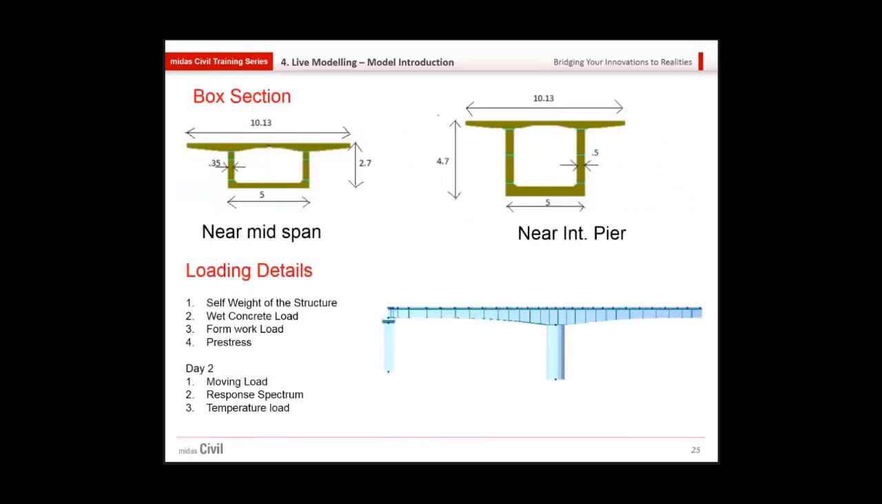So this is the box section which we're going to see today. There are 2 box sections, one near the internal pier and one near the mid span. The web thickness is varying from the mid span to the internal pier from 0.35 to 0.5, and also the height is varying from 2.7 to 4.7. As we can see in the image here, the height is varying from 2.7 to up to 4.7 near the internal pier. So we will see how we can do the modeling in MIDAS Civil using Wizard, and how easily we can do the tapering also.